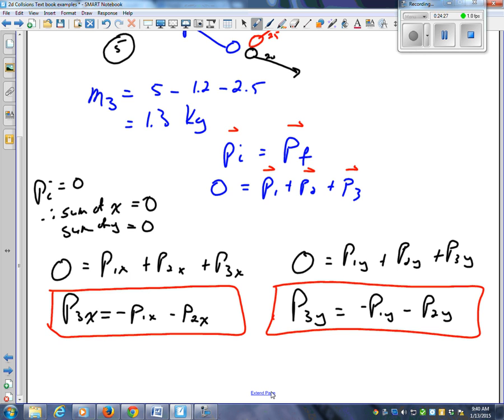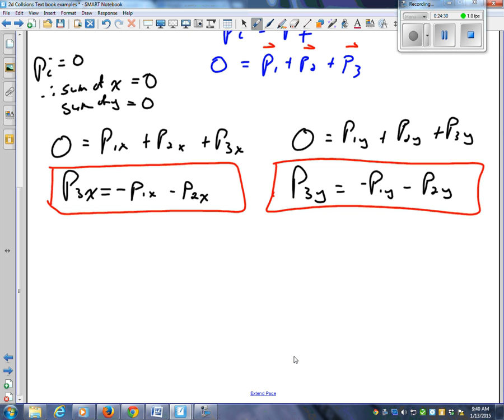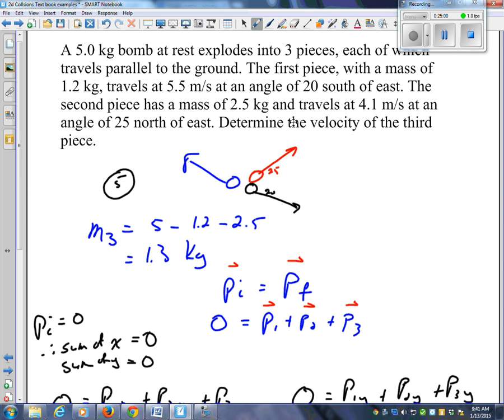So what do I have to do here now? I've got to find the x component of piece 1, and the x component of piece 2, right? Basically, I should take those pieces and find out the x and y components. So let's draw them here. P1 and P2. P1 was like this, right? We don't even know yet, do we? Piece 1 is 1.2 times 5.5 at 20 degrees south of east.